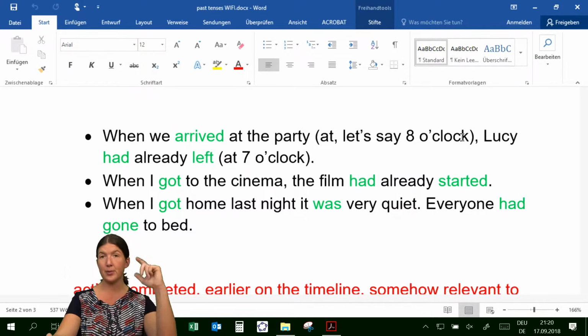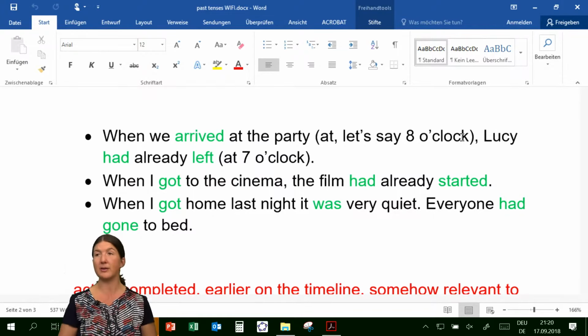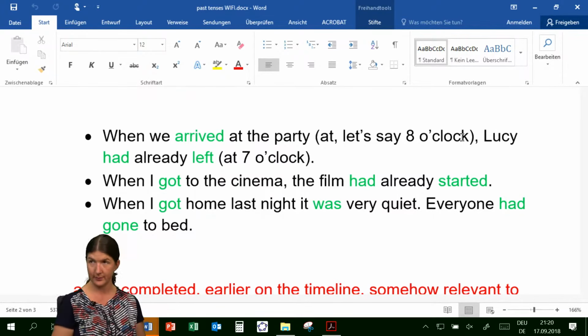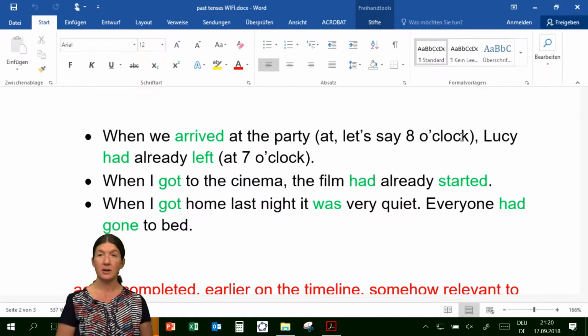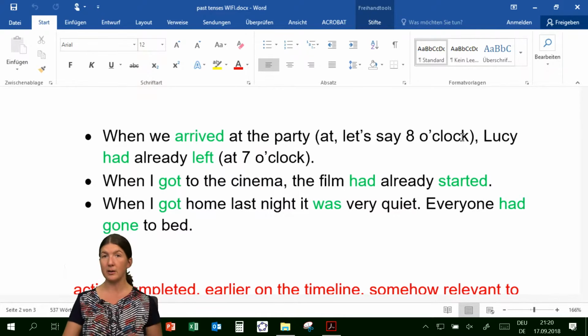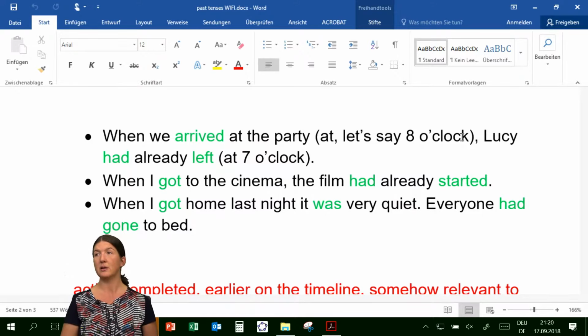And what happened prior to that was that Lucy, who we actually wanted to meet, had already left at 7 o'clock. So the action is completed, Lucy's gone, and we arrived at the party without being able to talk to her. So when we arrived at the party, Lucy had already left. That was earlier in time. Lucy left at 7 and we arrived at the party at 8.